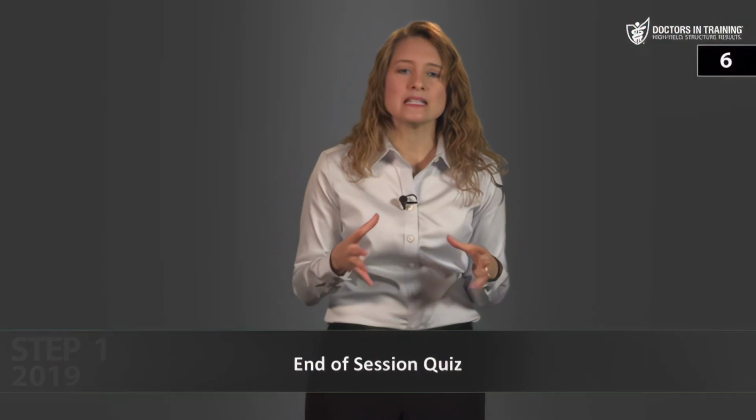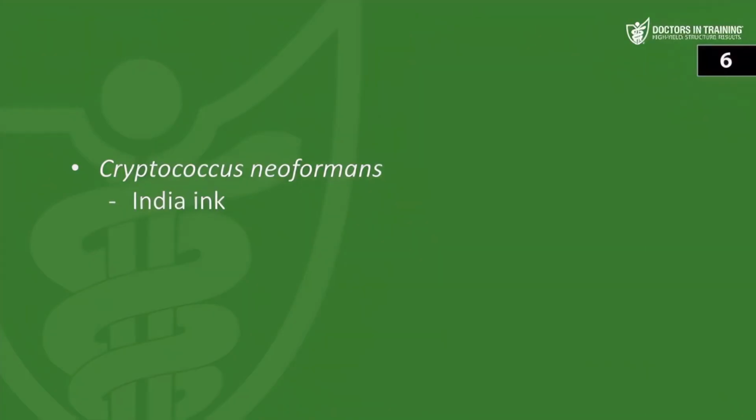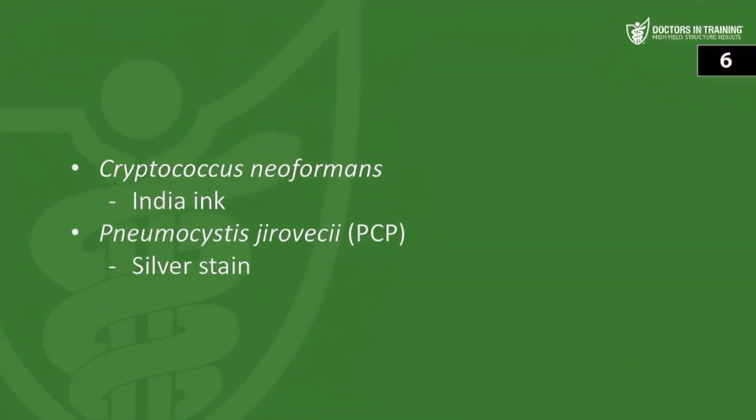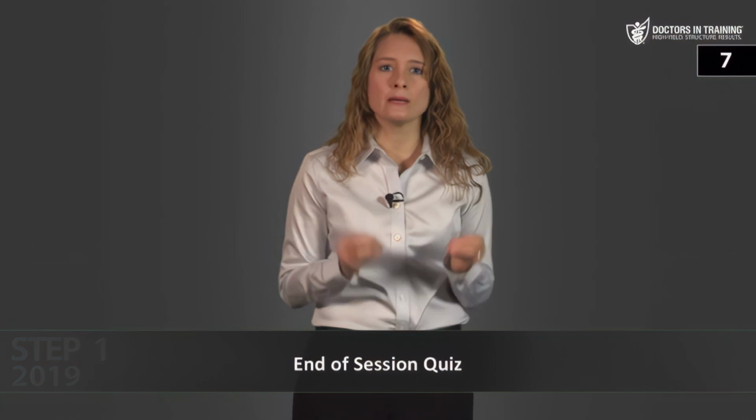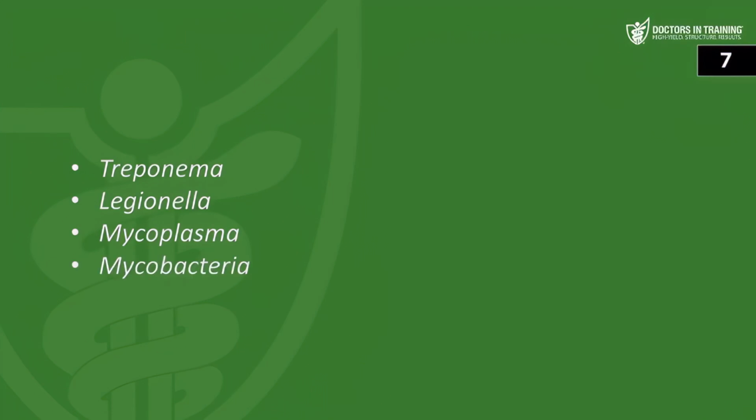Okay, next. What stain is required to see the following organism or substance? For Cryptococcus, you can use India ink. For PCP or Pneumocystis, you can use silver stain. For chlamydia, you can use a Giemsa stain. Next, which organisms are not well visualized with gram stain? Treponema. Remember that Treponema have a thin corkscrew shape that's too thin to be well visualized with a gram stain. Legionella. Legionella's cell wall has unusual fatty acids that resist stain. Mycoplasma species like Mycoplasma pneumoniae have no cell wall, so they don't gram stain. And Mycobacteria have a high lipid content that resists gram staining.